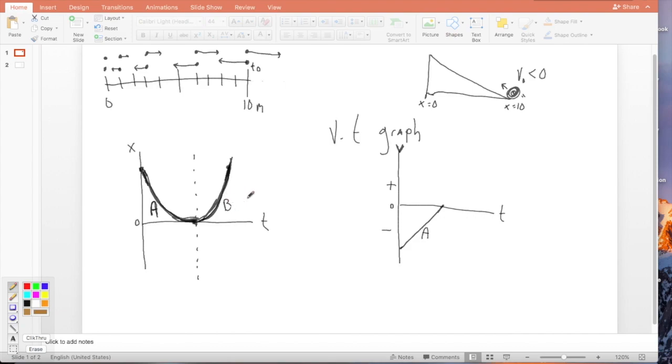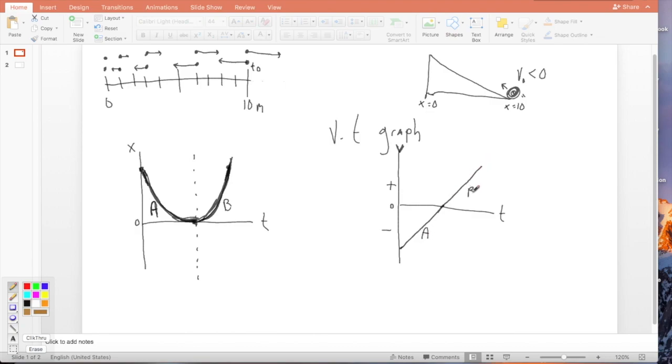So for part B, I need to have a line that's completely up here in this quadrant of the graph. A positive velocity. And what's happening to that velocity? It's getting more and more positive. The position line is getting more and more sloped, steeper and steeper. So I need a positive velocity that starts small and gets larger and larger and larger.